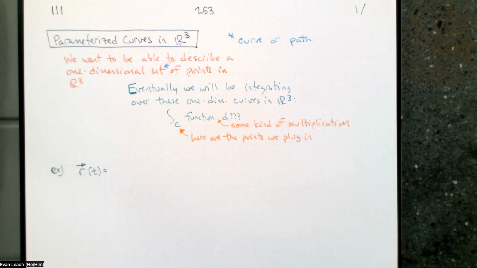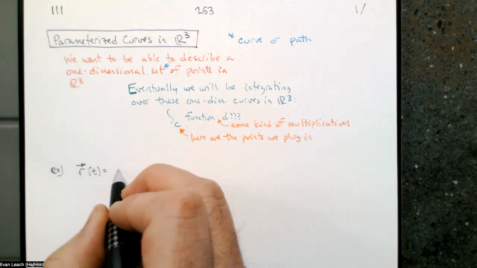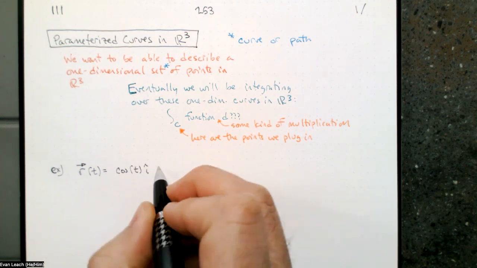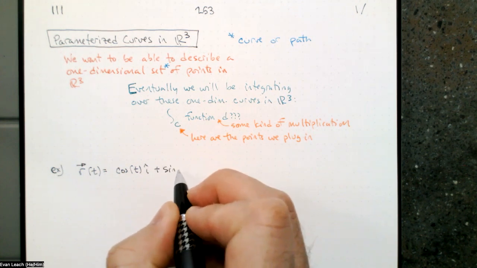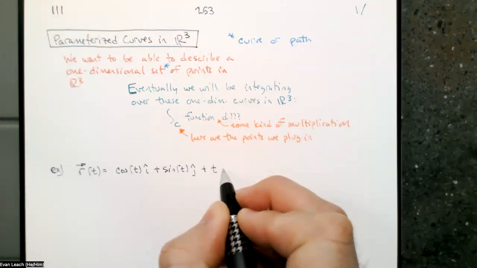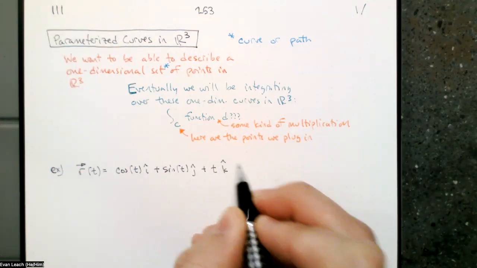Remember, one of the ways that we describe these parameterized curves is with a vector. We can write a position vector with our parametric equations. So I'm going to make a position vector where x is cosine of t in the i direction, sine of t in the j direction, and I'm just going to say plus t in the k direction.